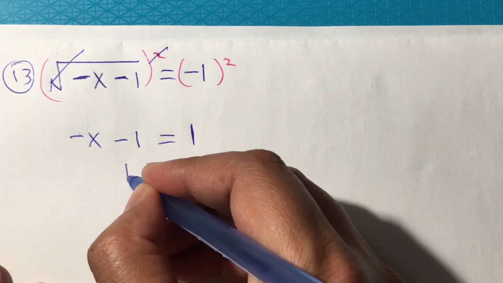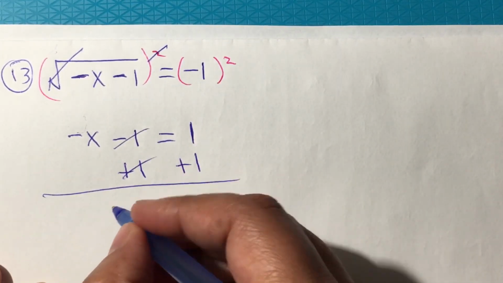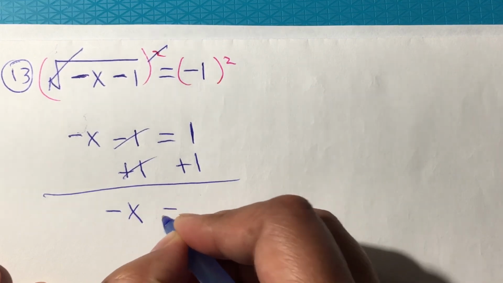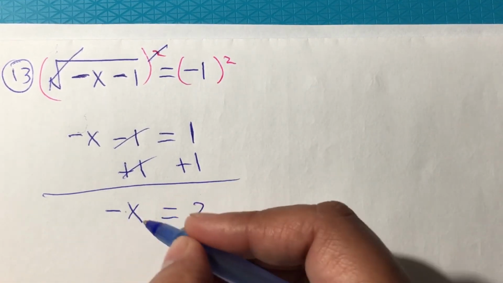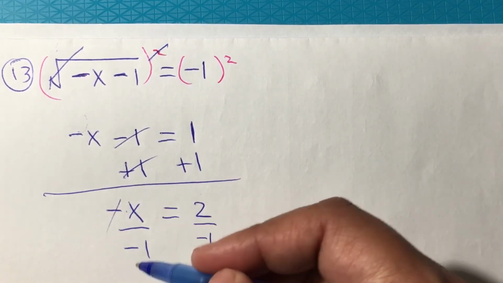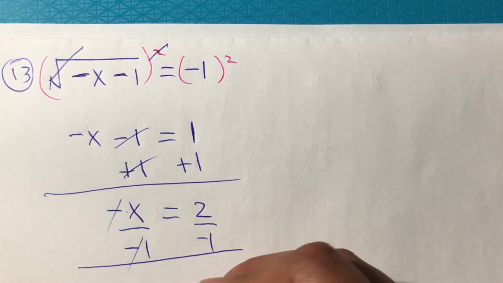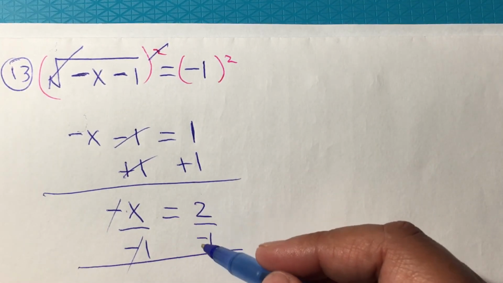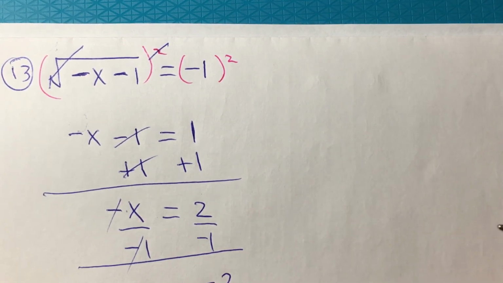If we're subtracting, the opposite is to add 1 to both sides. I get negative x equals 1 plus 1, which is 2. Finally, if I'm multiplying, the opposite is to divide by negative 1 because we don't want a negative variable. And x is equal to positive divided by negative, which is negative. 2 divided by 1 is 2.